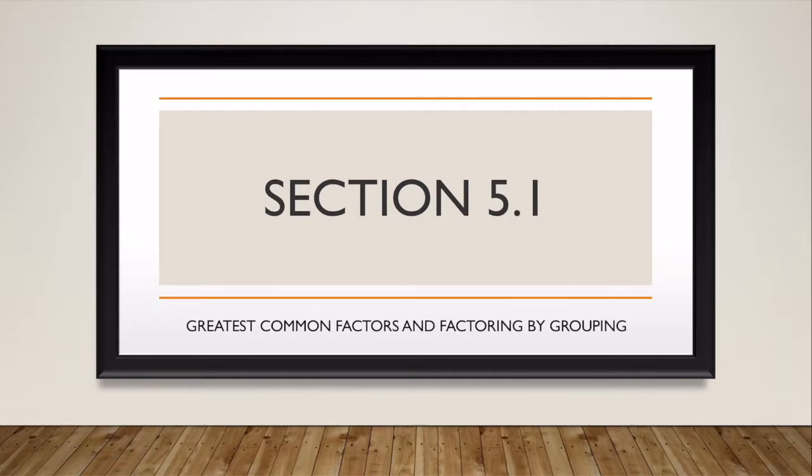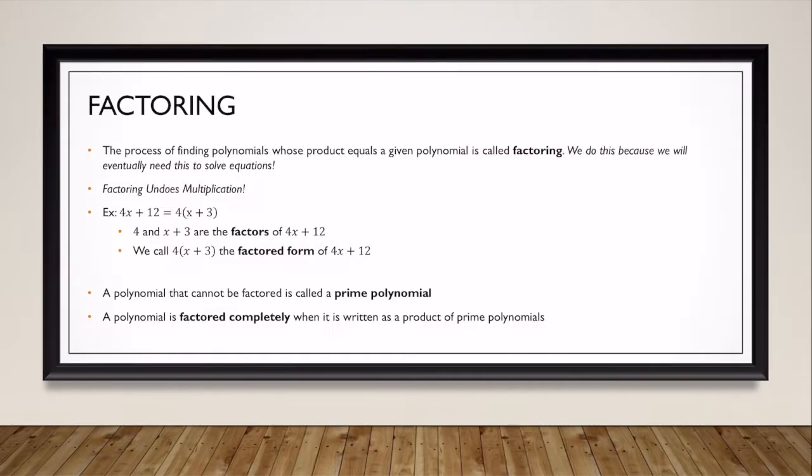Section 5.1 is about factoring by grouping and factoring by pulling out the greatest common factor. So factoring is the process of finding polynomials whose product equals a given polynomial. That's what factoring is. And we are doing this to build up to eventually solving equations and using these in applications. But a quick takeaway is factoring undoes multiplication.